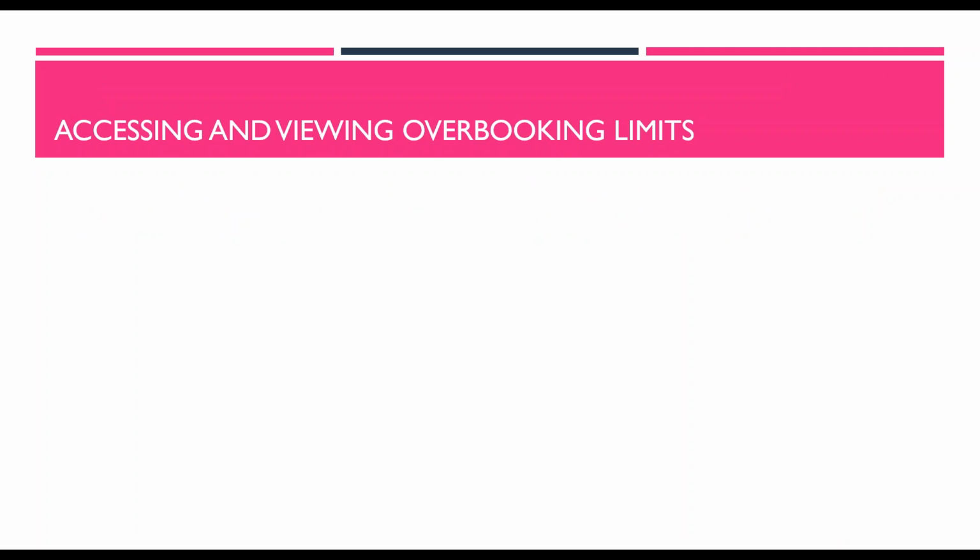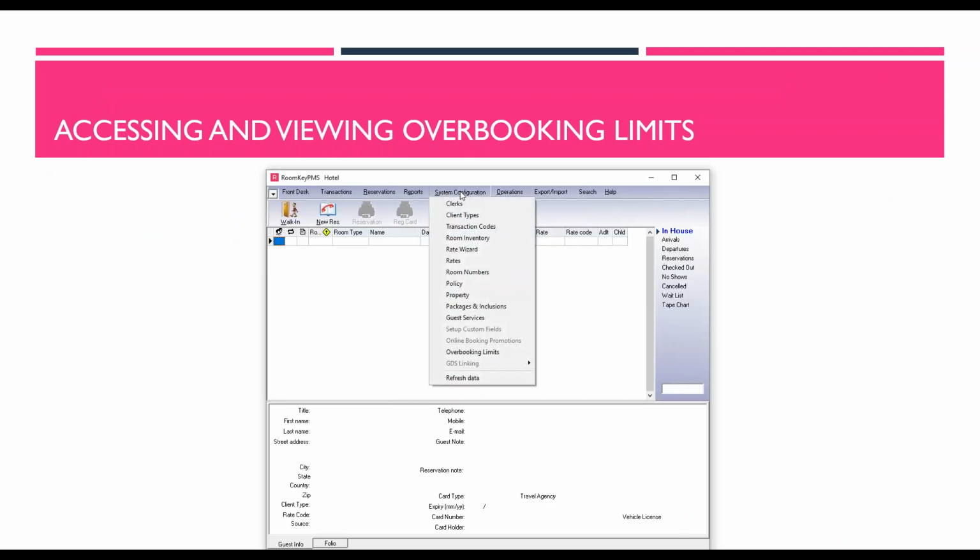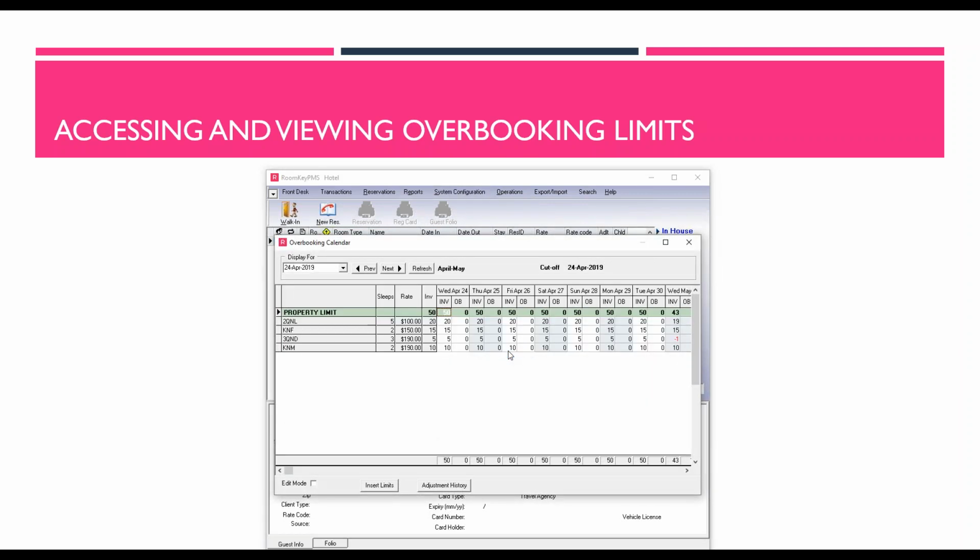When you are logged into RoomKey, you can access the System Configuration drop-down menu, and you will now see the Overbooking Limits function available in the drop-down list. When you click on Overbooking Limits, you will now see an Overbooking Calendar window appear. The Overbooking Calendar features navigation tools that allow us to display information for a specific day. We can also navigate to the previous or advance to the next week's information using the buttons here and refresh the information as needed.